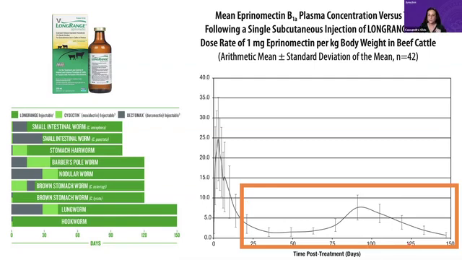So speak to your veterinarian, and it might be that you have to spike in with shorter acting compounds to make sure that you're not selecting for resistance in this tail end. And remember this product, because we're going to come back to it in a little bit.